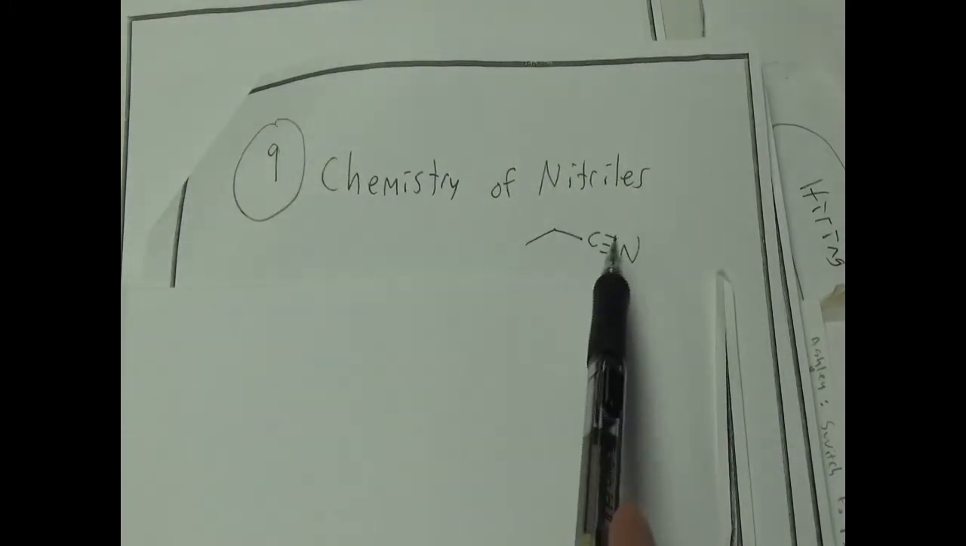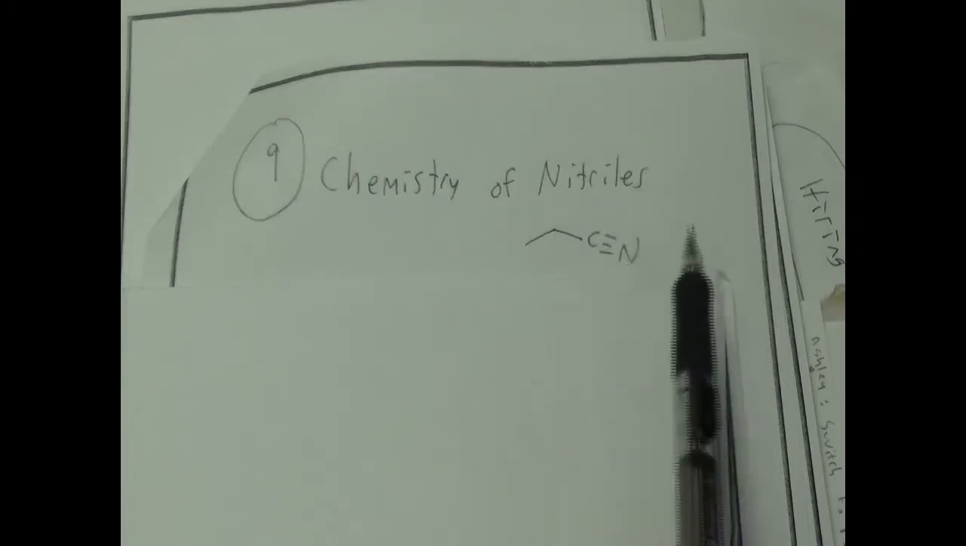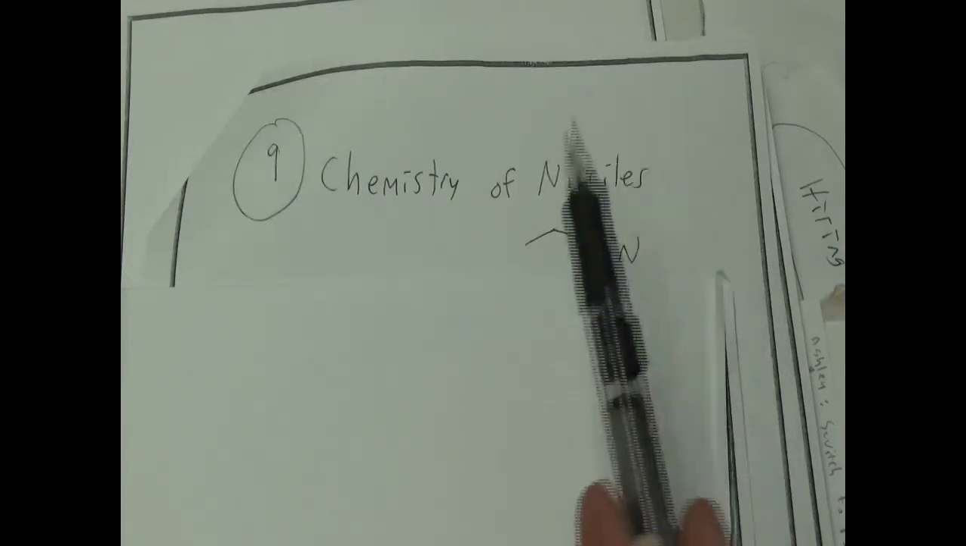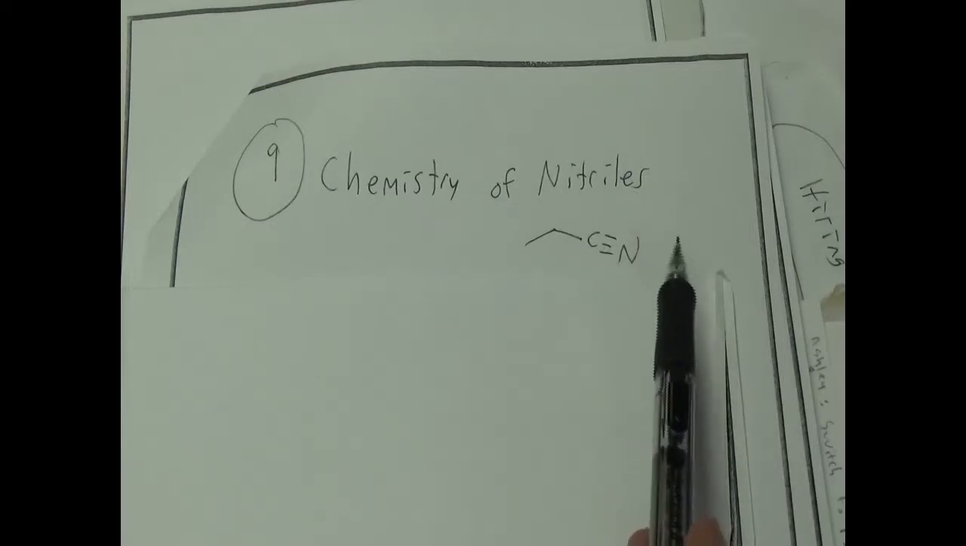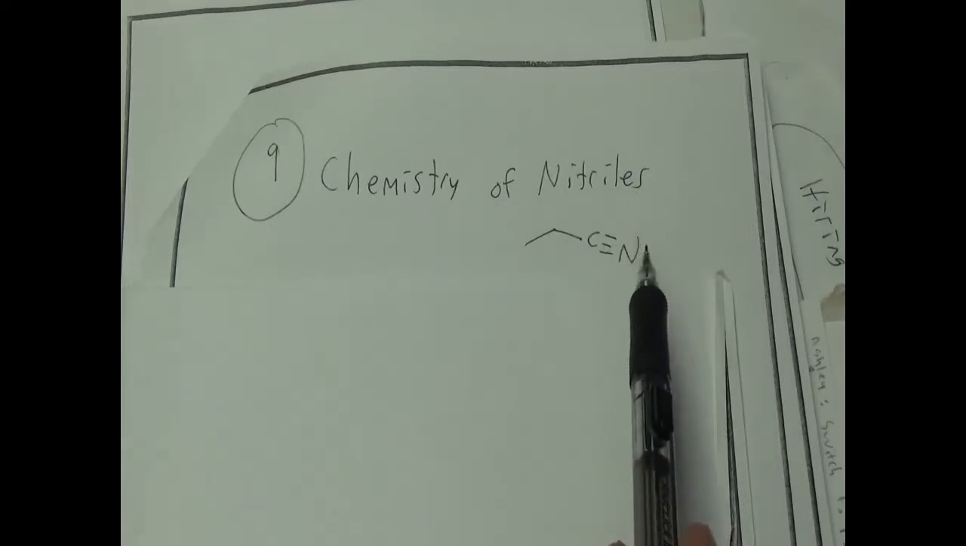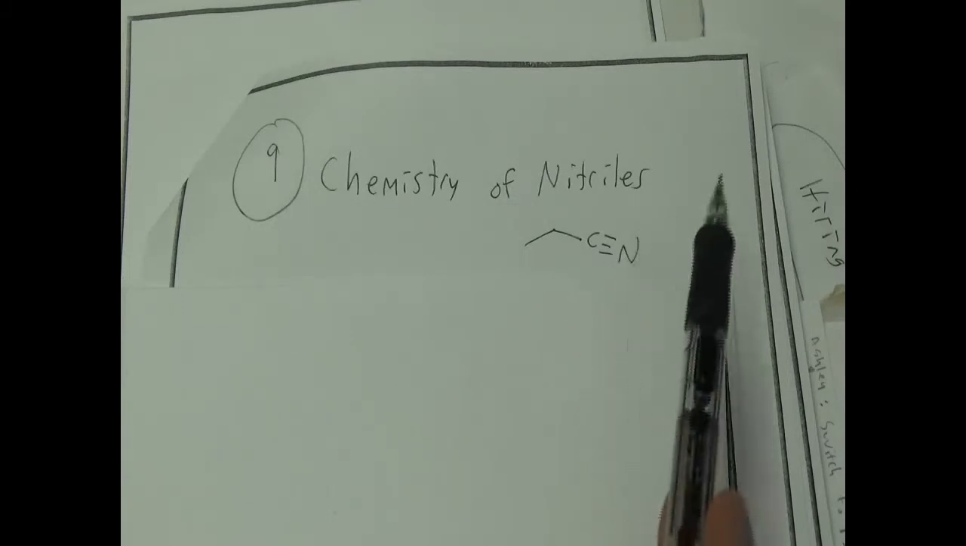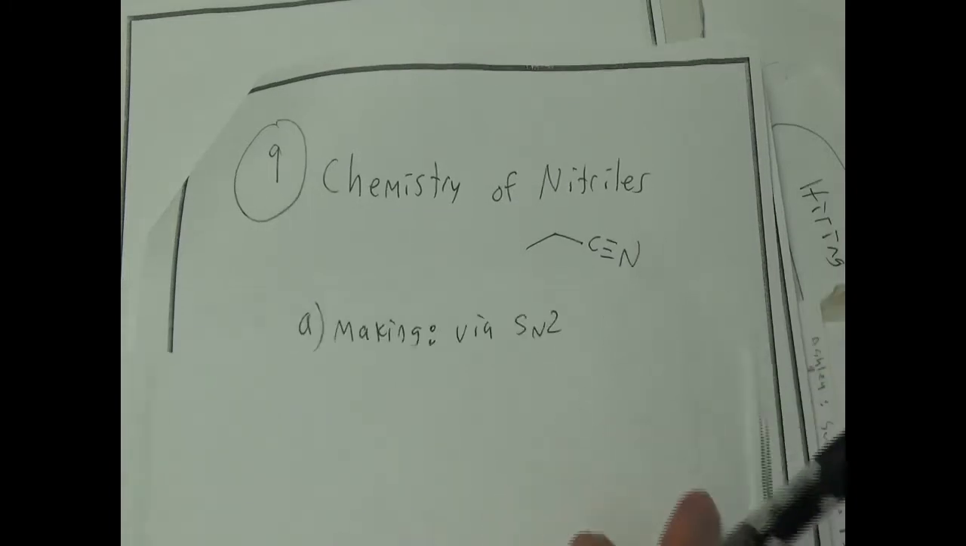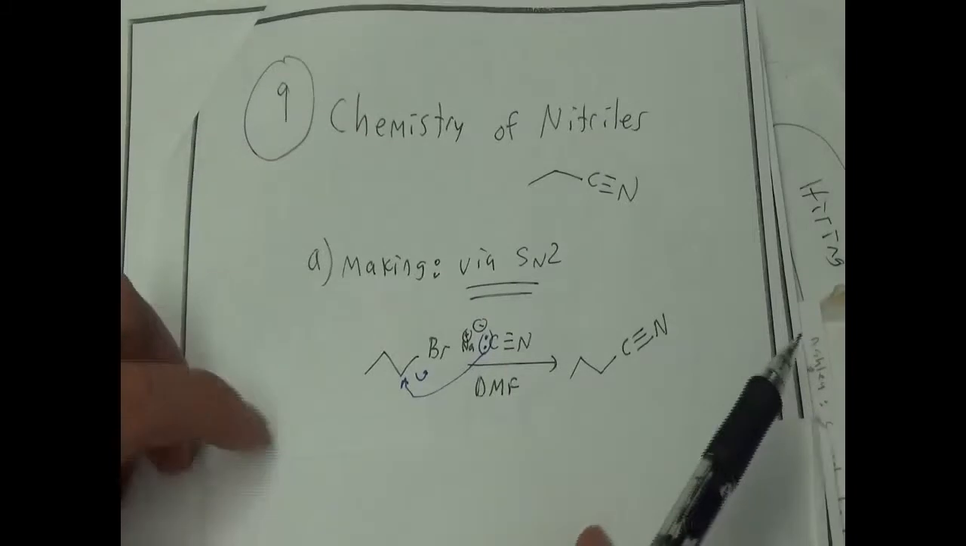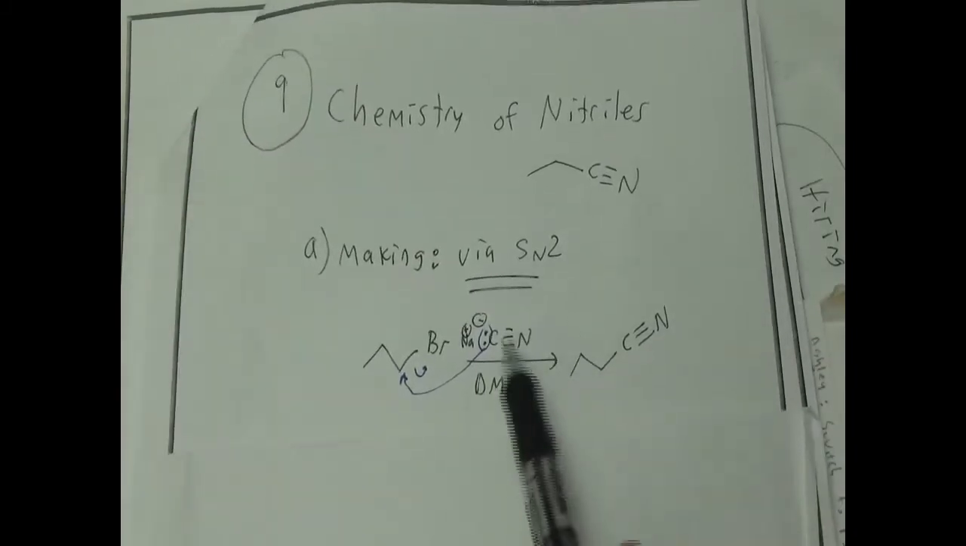So you learned about at least how to make them as early as organic 1, and now we're just going to do some more of the review of the preparation of them and some of the reactions of them, kind of like we did all these other functional groups this chapter, like acid chlorides, esters, anhydrides, amides, etc. All right. So yeah, this is old organic 1 stuff.